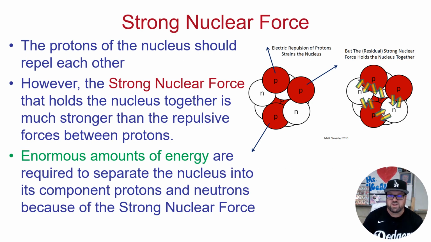Okay, so to once more hit upon the concept of the strong nuclear force, because this is why nuclear chemistry has so much energy involved in it. Remember that the protons in the nucleus should repel from each other. So if we look at this diagram here, the protons are going to want to get away from each other because they're both positive magnets, essentially. However, the strong nuclear force that holds the nucleus together is much stronger than the repulsive force between the protons. I think of it like a glue or like the neutrons.